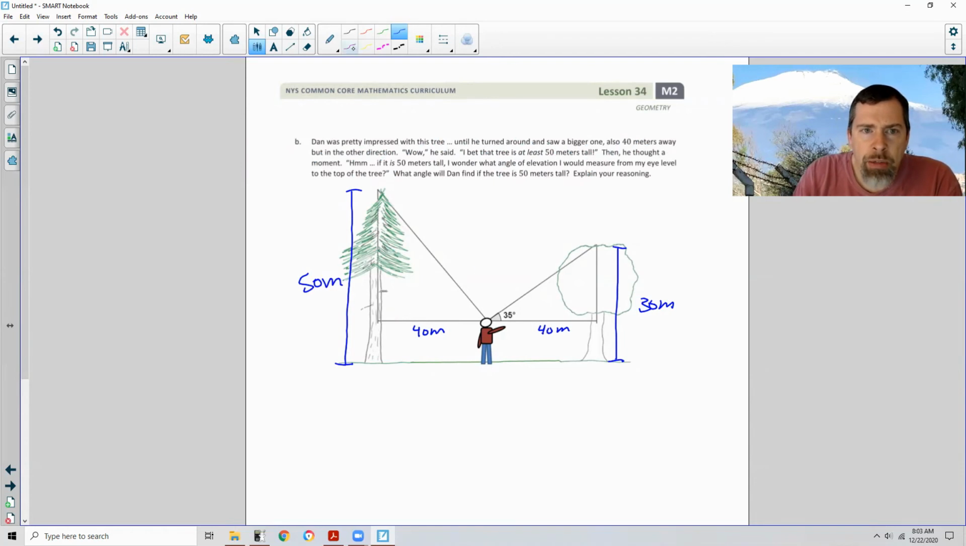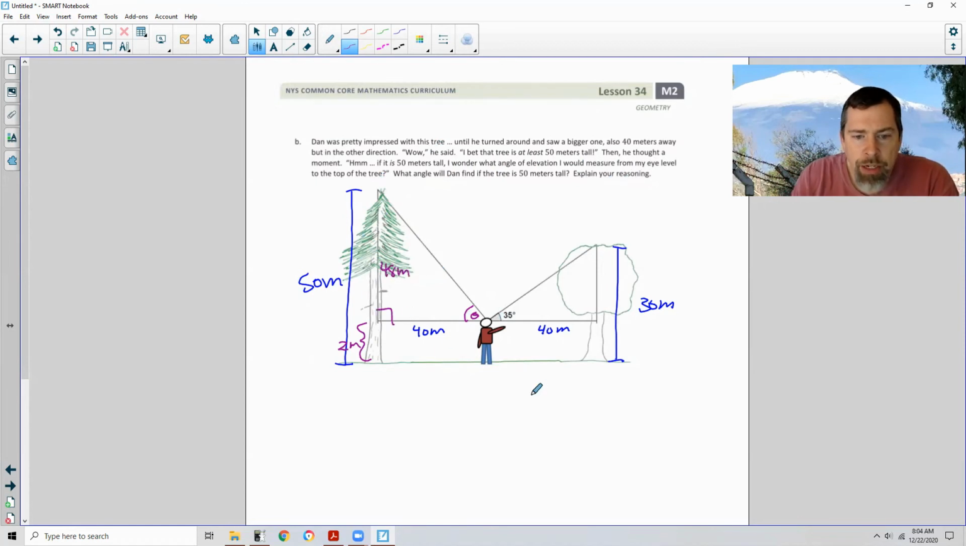So now he's asking himself, I spend too much time in the woods. How much is this angle? What angle will Dan find if the tree is 50 meters tall? Explain your reasoning. Well, again, do not forget that this is 2 meters. So Dan is 2 meters tall. So this side y is not 50, it is 48 meters.